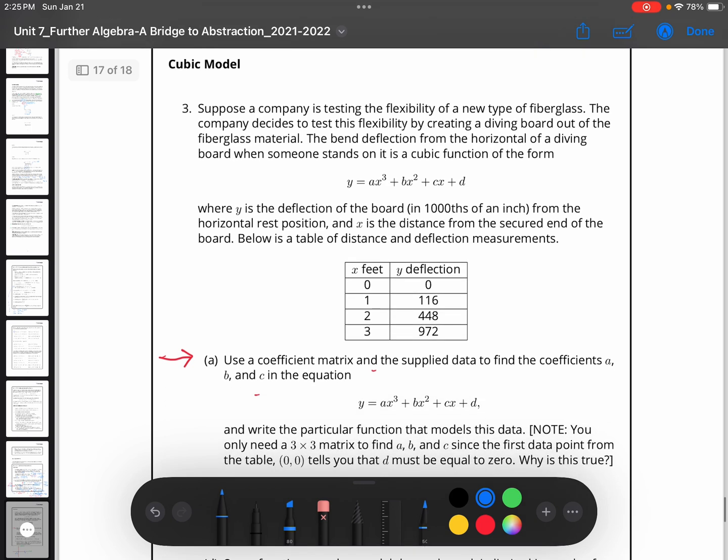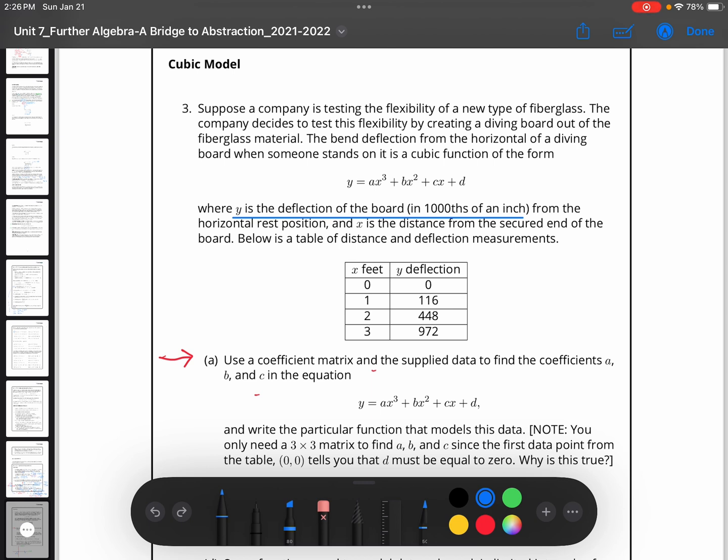Now, the cubic model, I'll be honest, I had to look this up because it's going to ask me to do this with a matrix, right? So, again, they give you a table, all right? And just to make sure that we're clear, this is a type of diving board, and the deflection of the board is in thousandths of an inch, right? Because when I read this, I was like, so you mean to tell me the deflection is at 972 inches? It wasn't. It's just 0.972 if you take that as thousandths of an inch. So anyways, this would have been 0.972, but I regress.